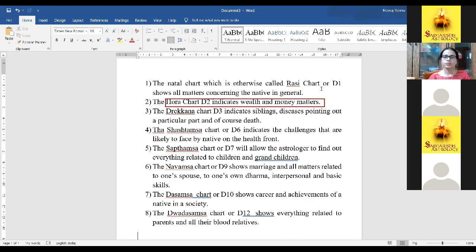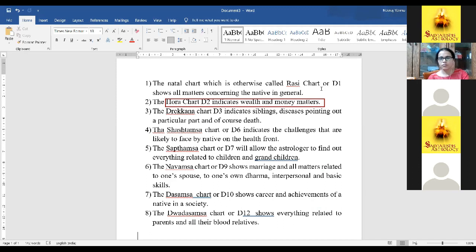Okay, second house is what? Second house is your wealth. So it means division of Rashi in two parts. You will get the Hora chart, D2 chart.